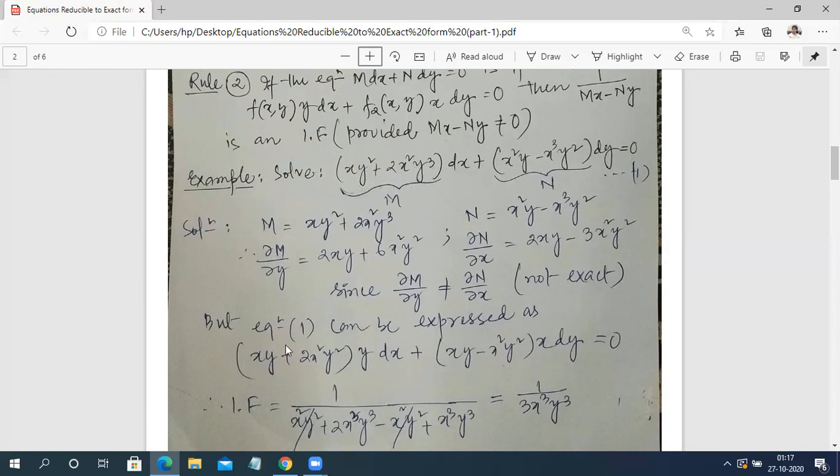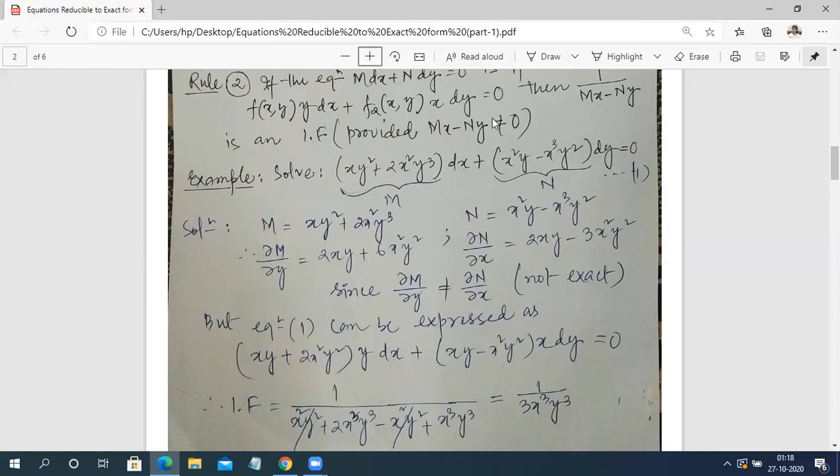If we take y common, it will be like this: (xy plus 2x square y square) into y dx, plus we can take x common from the second term, and it can be written like this: (xy minus x square y square) into x dy. Is it clear? So this equation can be written in the form of f1, which is a function of xy, into y dx, plus f2, which is a function of xy, into x dy is equal to 0.